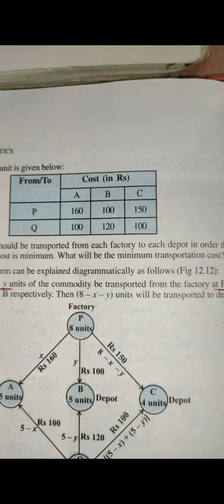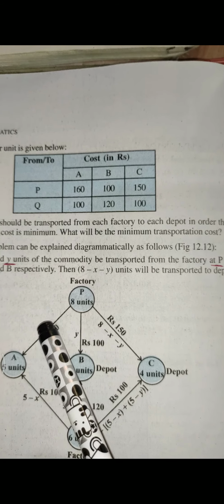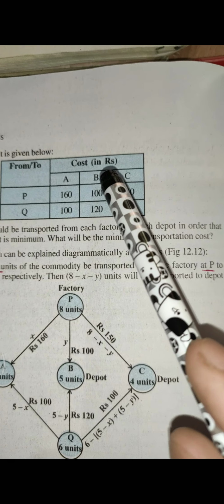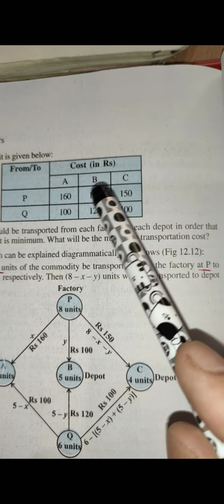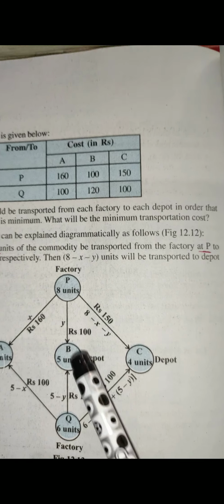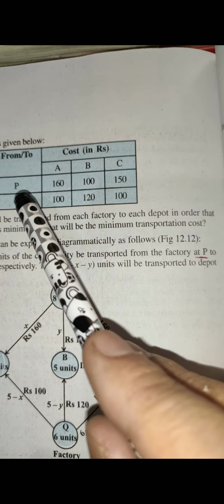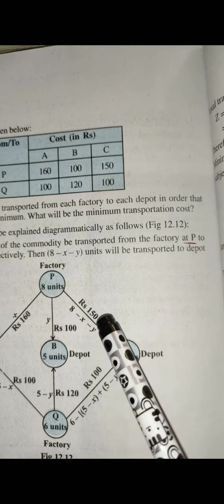In this ray diagram you can write it from P to A. What is the transportation cost? Rupees 160. So if X units you are supplying, per unit cost is given. So X units supply, total how much amount will be paid? 160X. In the same way, from P to B, what is the cost? Rupees 100. From P to C, what is the cost? Rupees 150. So please write on this ray diagram.